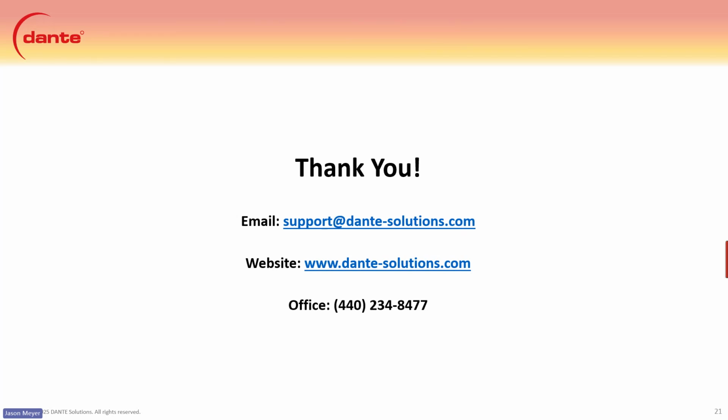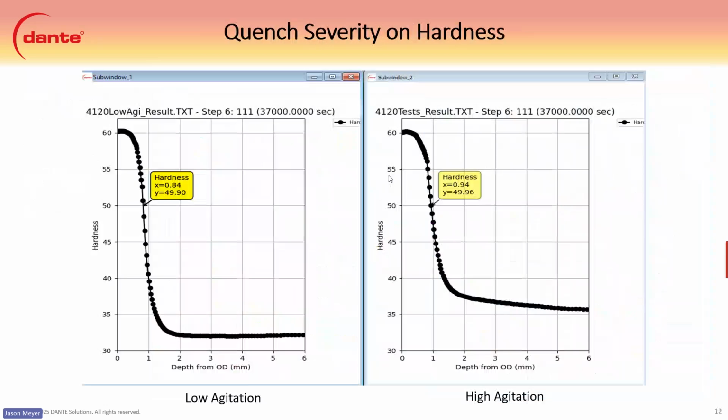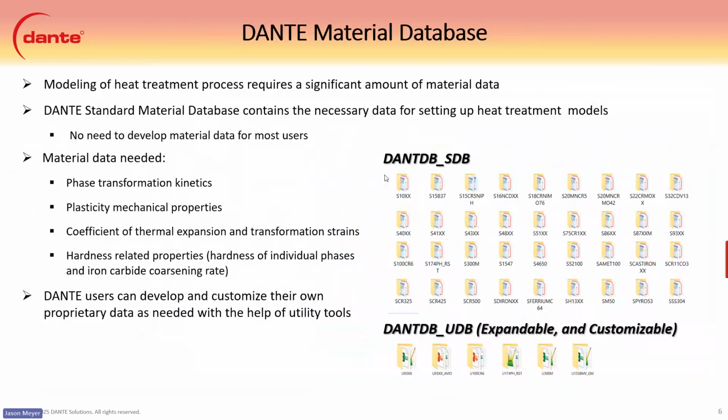Looks like we have one more response here. How do you add new materials? That's a good one. So the materials, you have our standard database. I can go back up to that. And then you can just request from us and we can give you the user database version of that material. And then from there, you can go and adjust the individual files depending on what you would like to change.